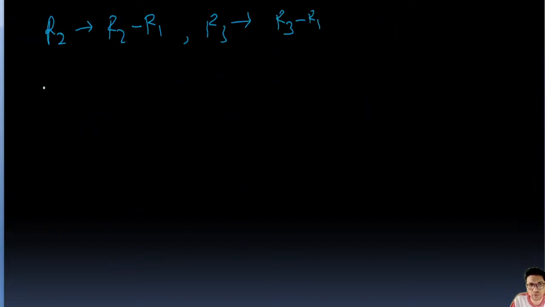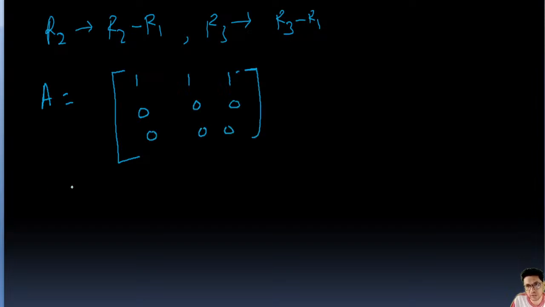So now A is, R1 will remain as it is, 1 1 1. R2 tends to R2 minus R1, so this is going to be 0 0 0, and the third row is going to be 0 0 0, right? Got it? Now see, we have converted this into an upper triangular matrix, because if we check the diagonal line, below the diagonal line all elements are 0.